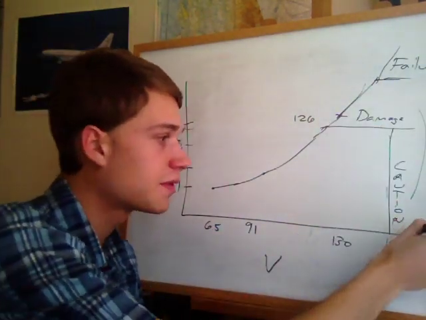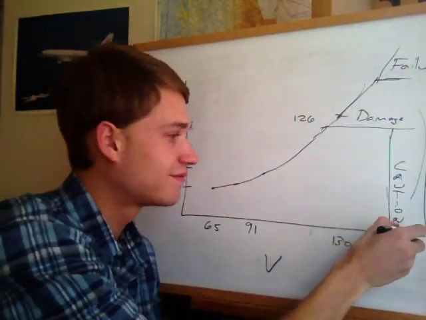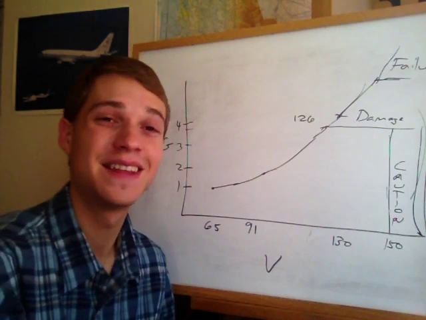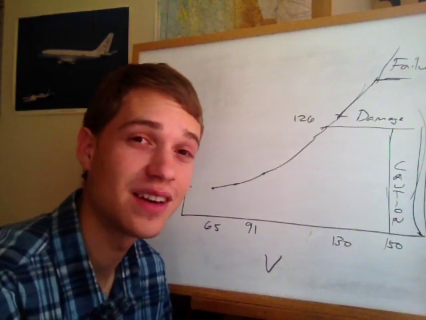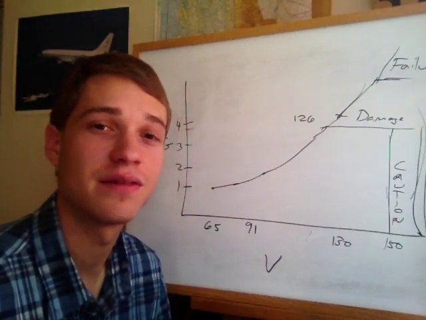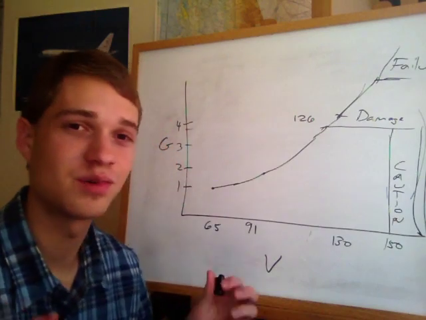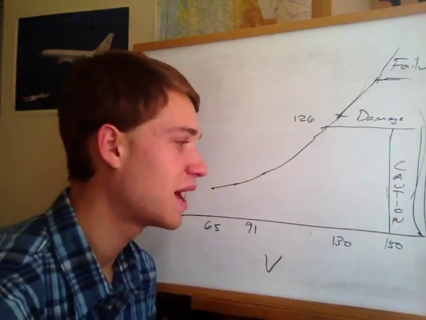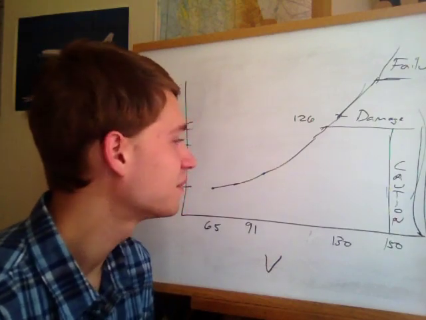There's a speed over here, let's put it right there, that if you go faster than that, we never go faster than that. It's called the never exceed speed. And that's because bad things start happening to the airplane. You could have structural failures. Anyway, things start flying off. Who knows what. So we don't go past the never exceed speed. That's called red line airspeed.